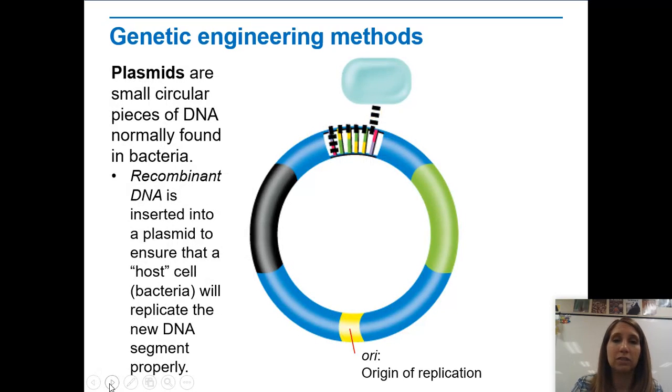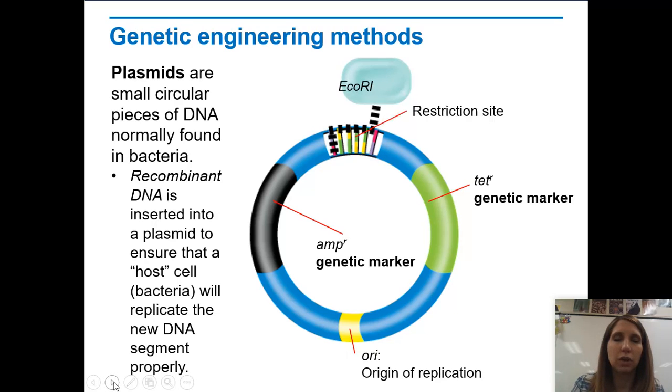But regardless of where it's headed, that process of producing it is going to be the same. So one of the things that we like to do in creating these recombinant DNA molecules is to take our gene of interest and put it into something called a plasmid. So this is a plasmid. It's a teeny tiny circular piece of DNA.